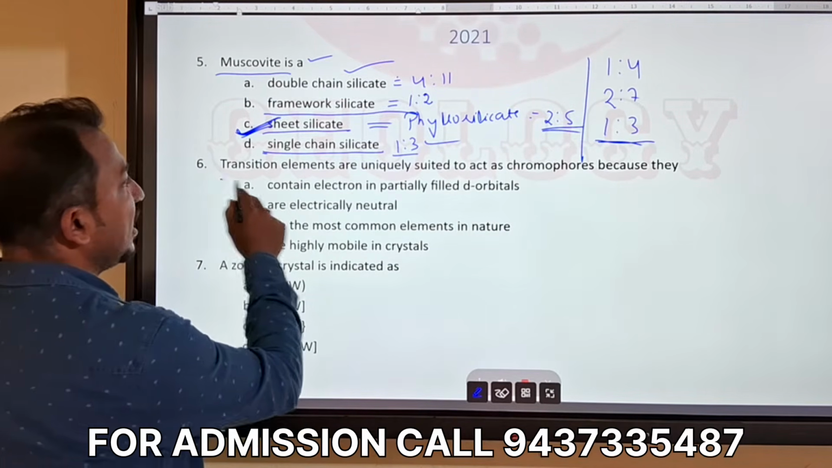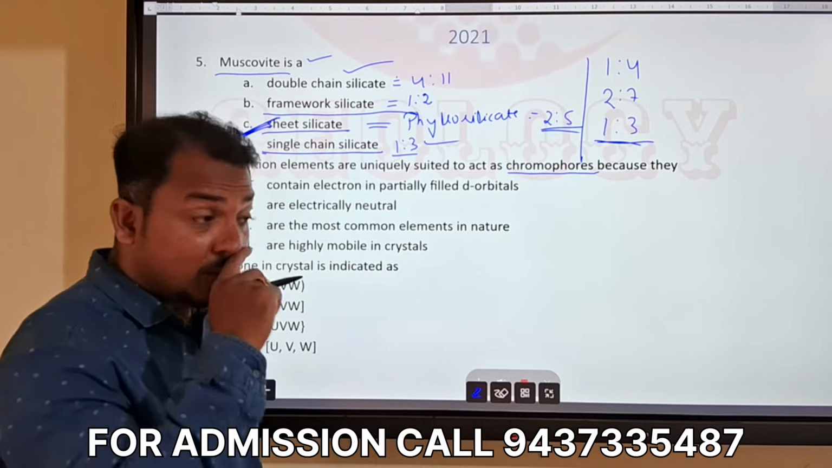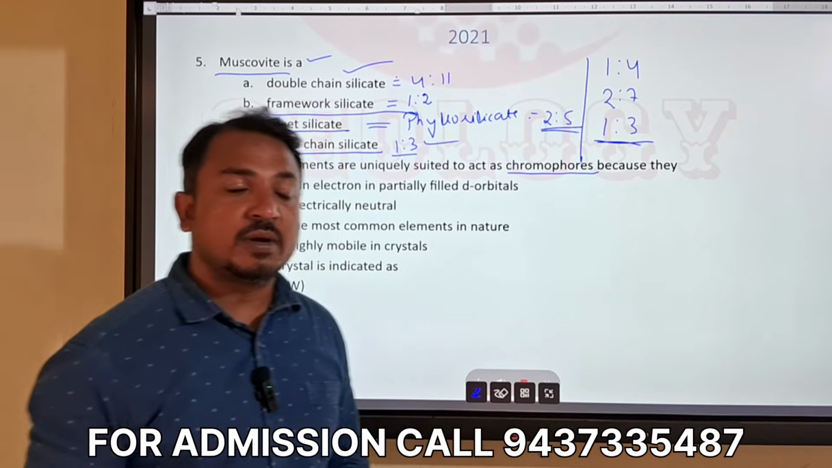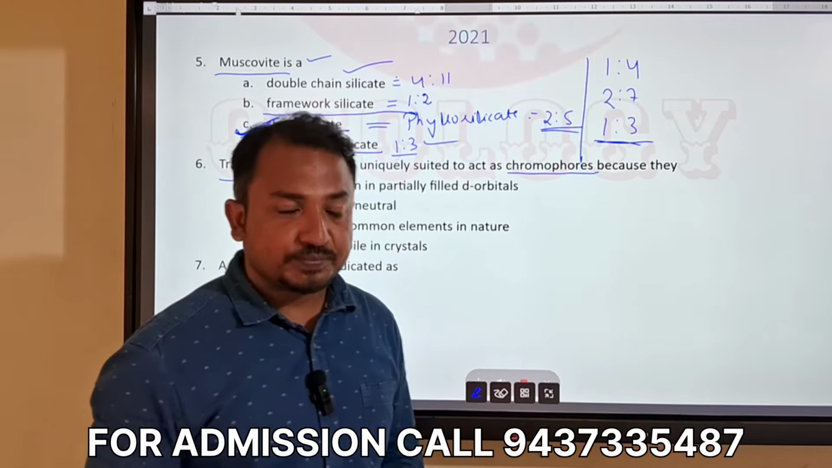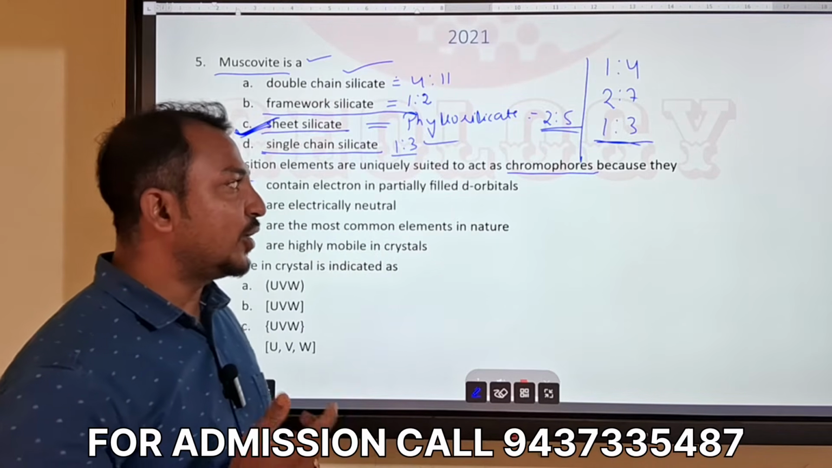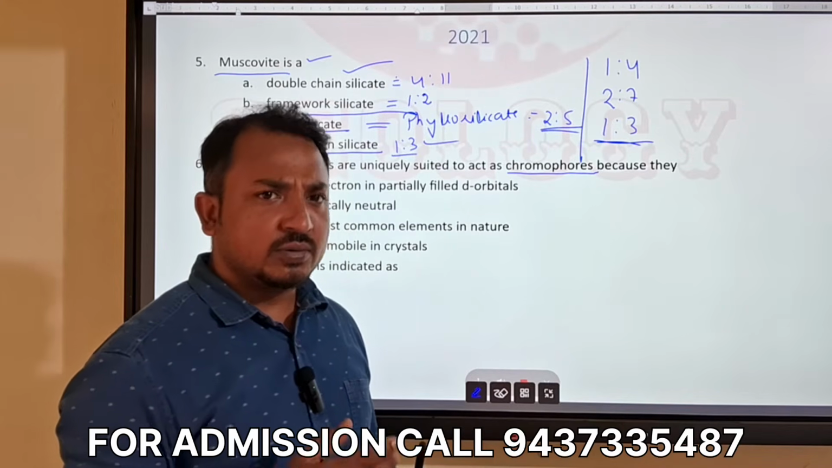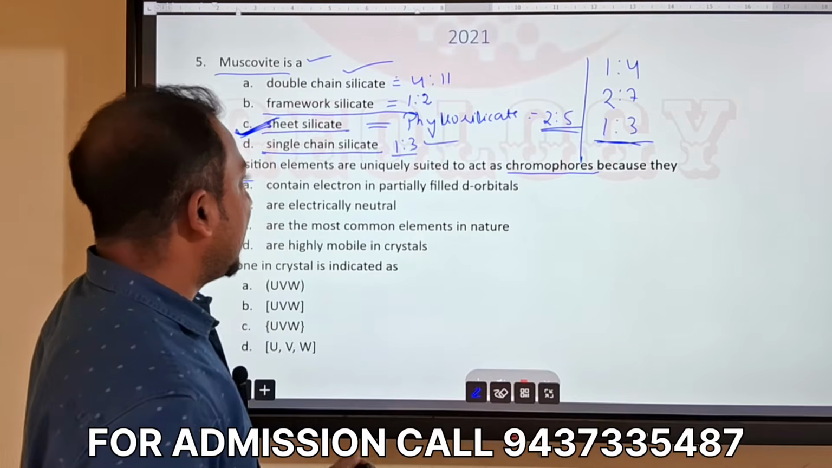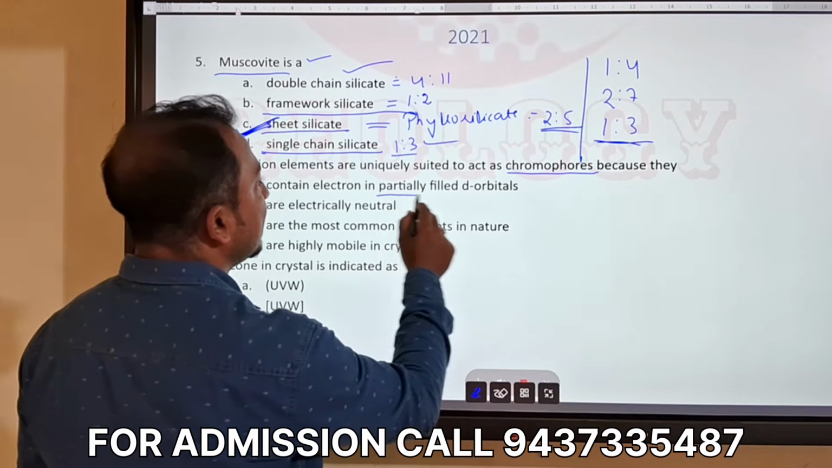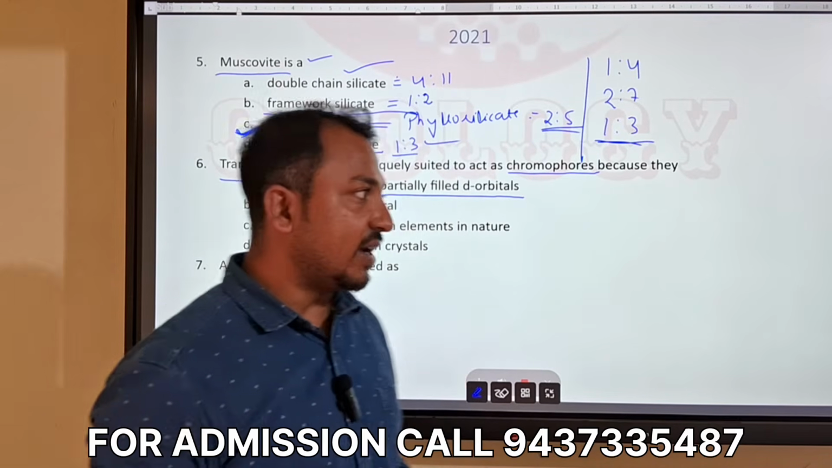Then we come to transition elements, which are uniquely suited to act as chromophores. So what is a chromophore? They are present in very small amounts in a mineral, but they control the color of the mineral. So basically chromophores are elements like iron, chromium. Those are elements present within the mineral. They are transition elements, and they have partially filled d orbitals.